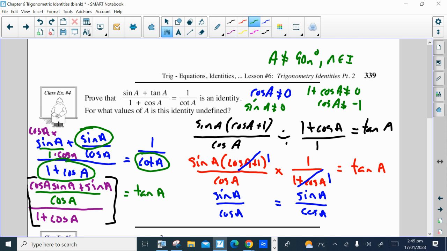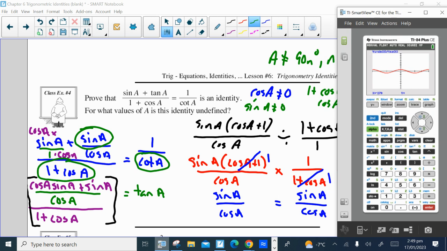And you could put this in your graphing calculator to see that. Okay? If you wanted to, you can use the graphing calculator to check non-permissible values. So I'm going to use brackets here. I got sine x plus tan x. I've kept that all together as one term, and that's divided by, in brackets, 1 plus cosine x. And that should equal 1 divided by cotan x. Now, we don't have a cotan button on our calculator, so instead, I will use the fact that cotan is cos over sine.